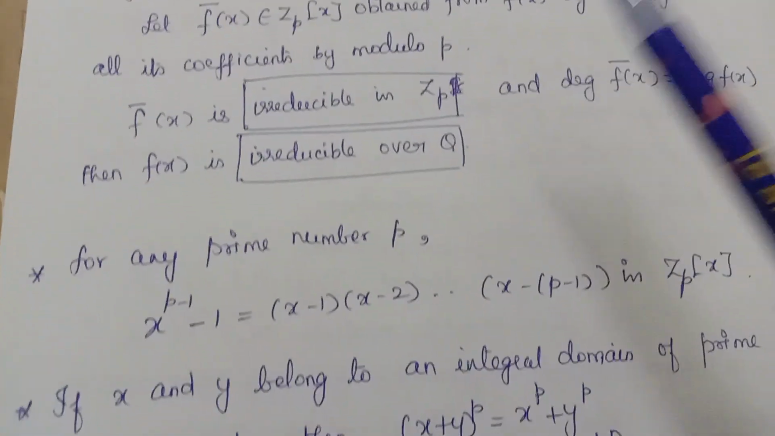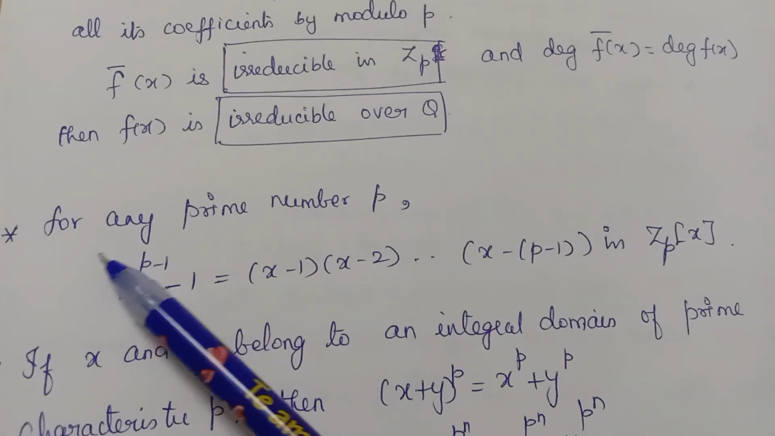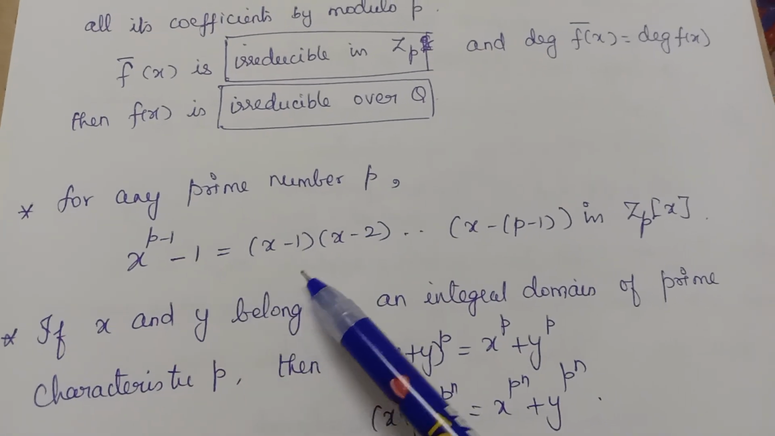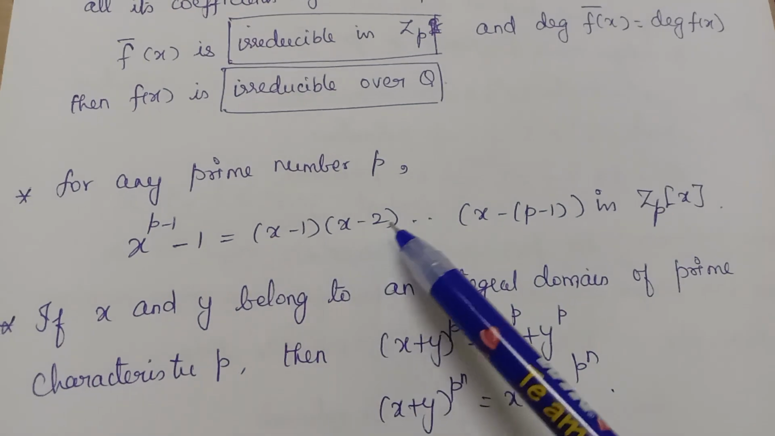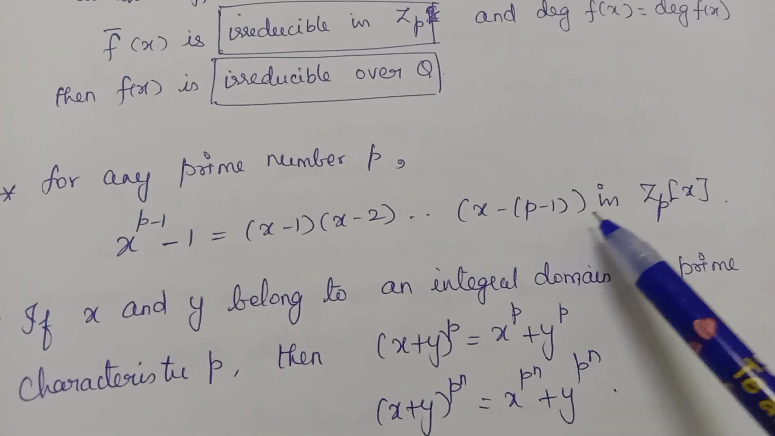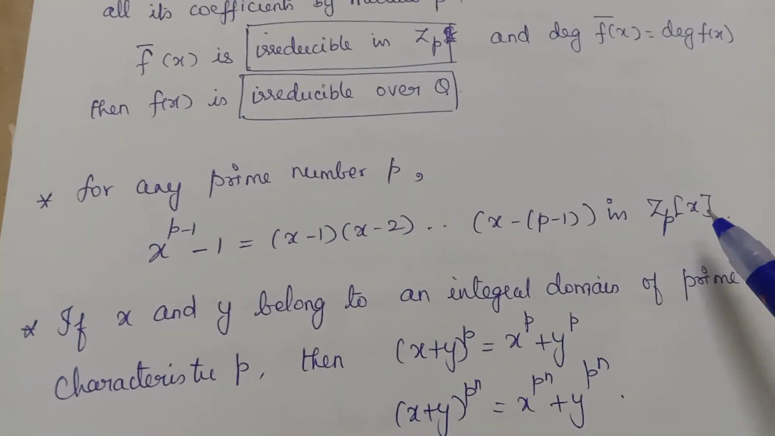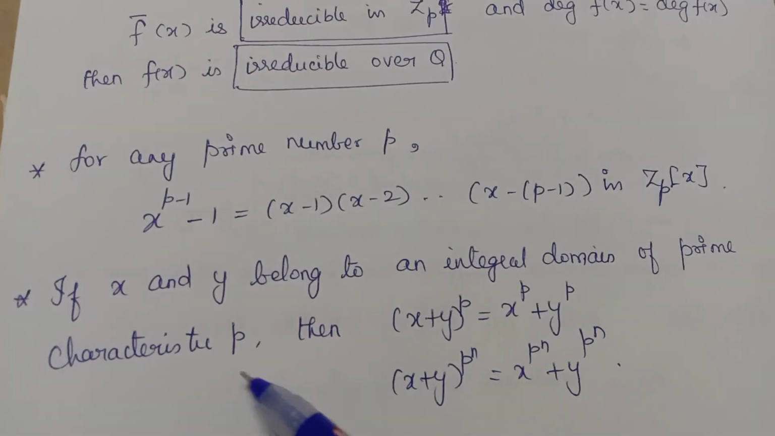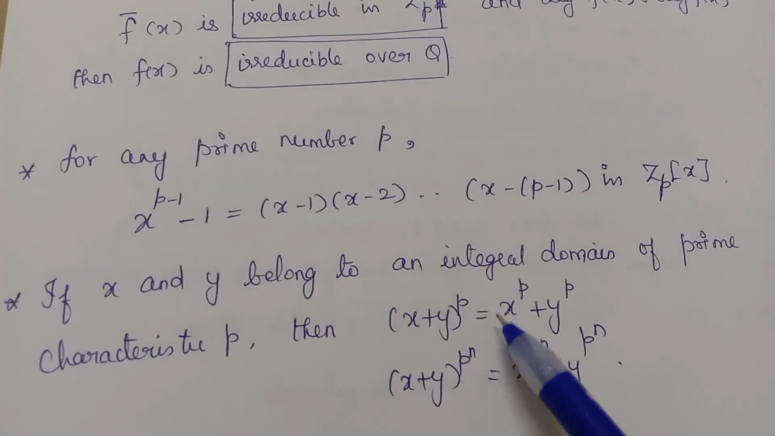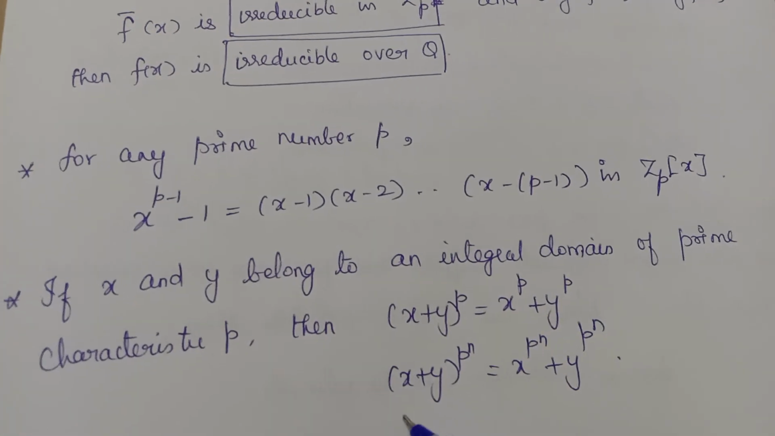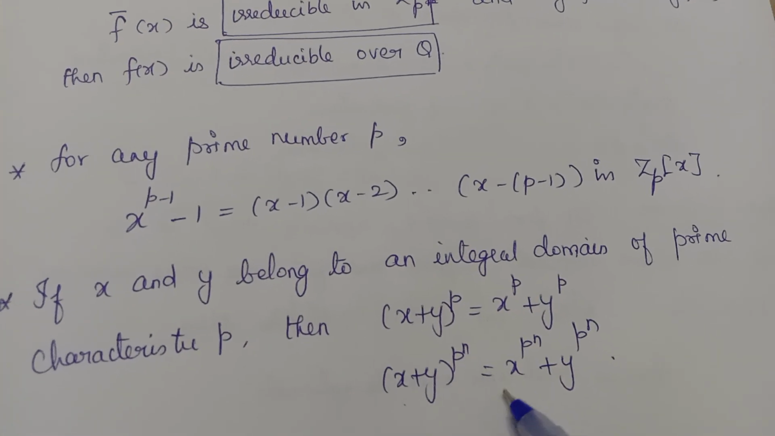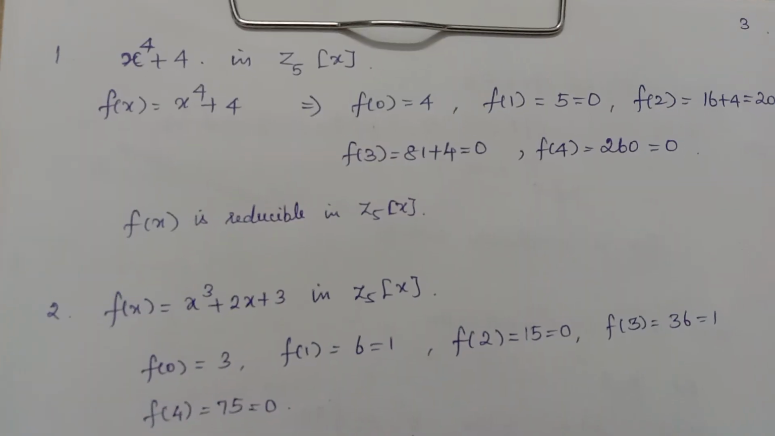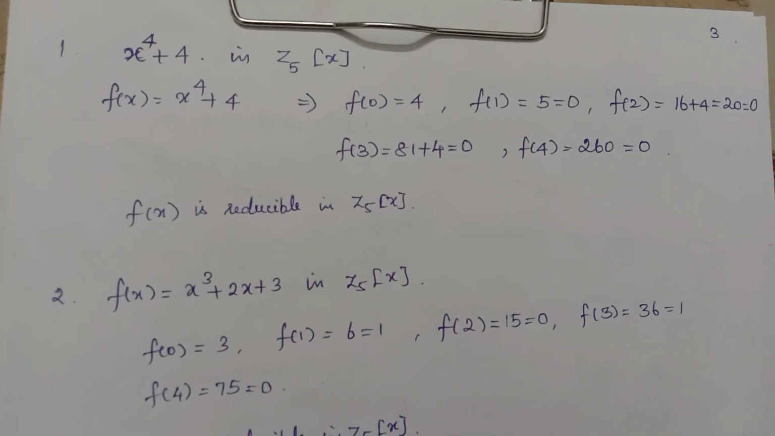Okay, right. Then next one is, for any prime number p, x power p minus 1 minus 1 can be factored into x minus 1, x minus 2, etc. x minus p minus 1 in Zp of x. Okay, next, if x and y belong to an integral domain of prime characteristic p, then x plus y power p equals x power p plus y power p, and similarly x plus y power p power n equals x power p power n plus y power p power n. So now let's see some examples.